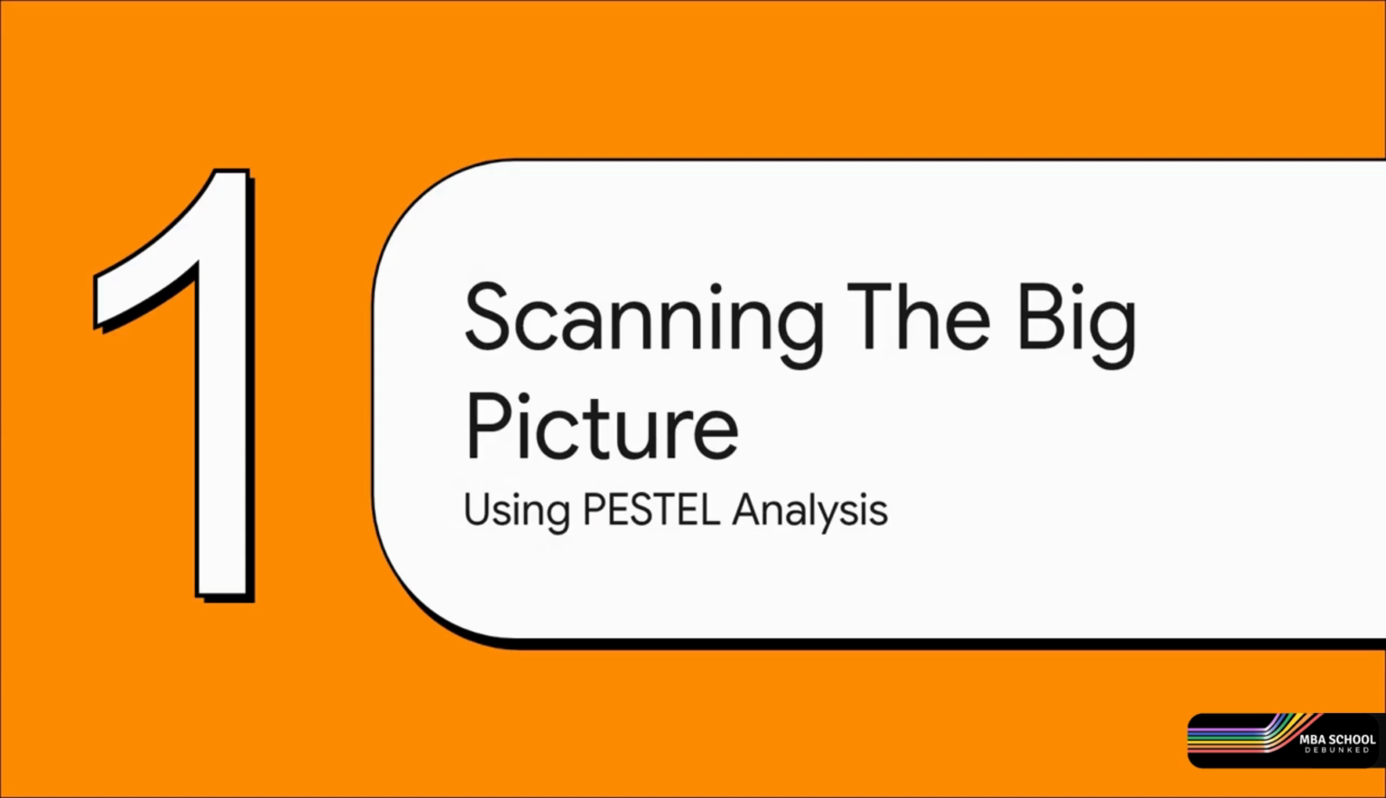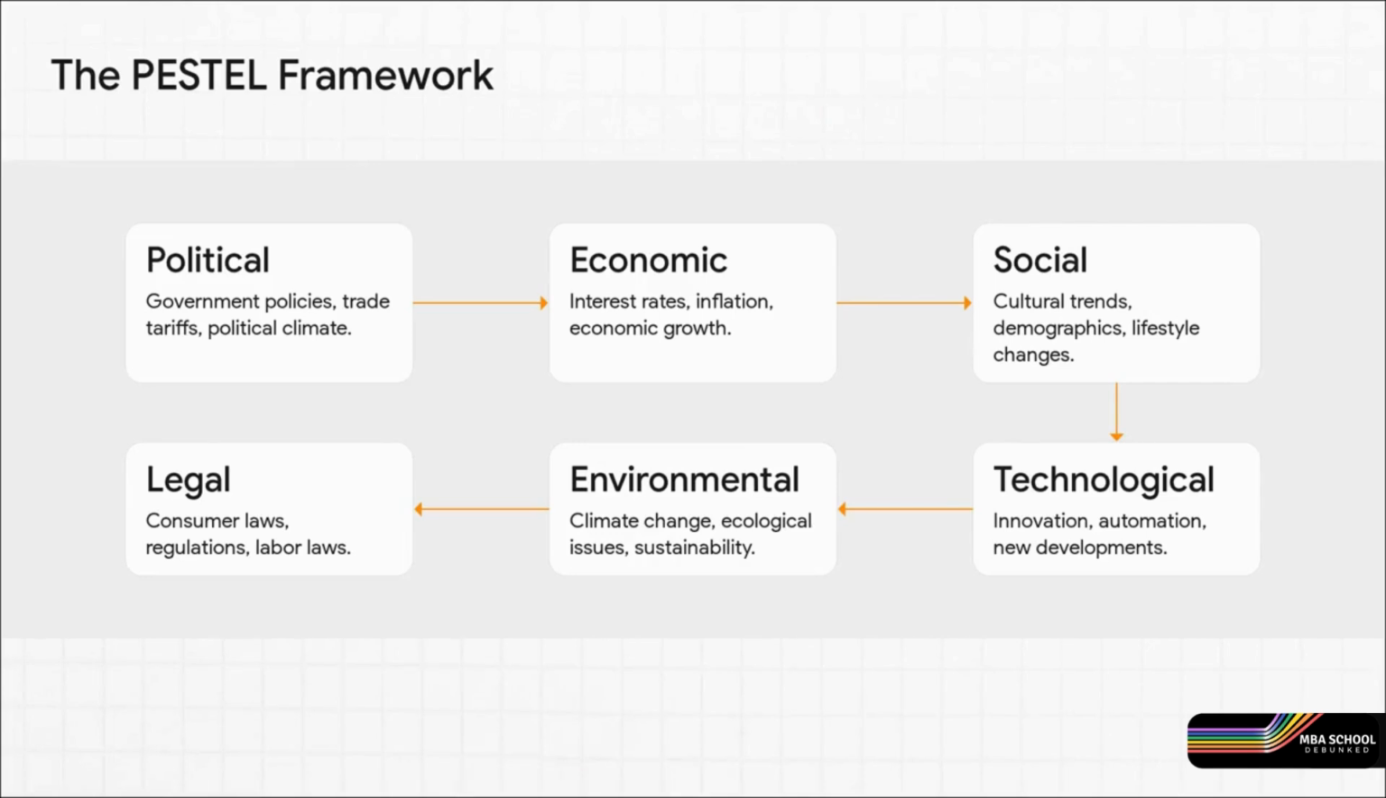Okay, first up, the macro environment. This is the really big picture stuff, the forces that affect pretty much everyone. And to get our heads around it, we use a fantastic framework called PESTLE. Think of this as our long-range weather forecast for the whole region, not just for our one little pond. PESTLE is an acronym, and each letter stands for a huge force that's shaping our world.